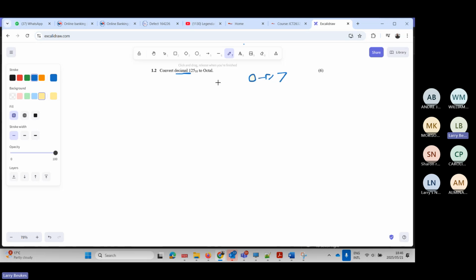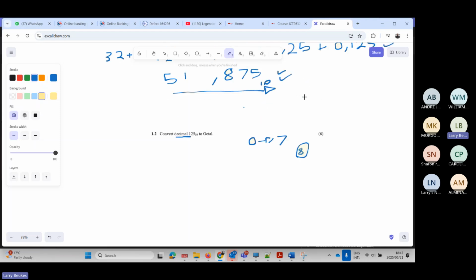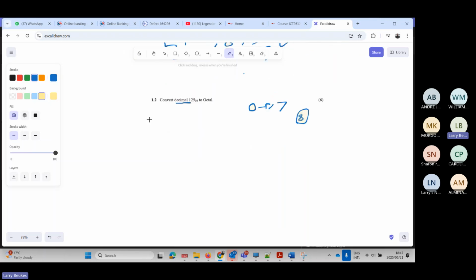It has 8 combinations, right? And it is denoted by the base 8, right? Remember, the bases are important in this subject, right? So now we have 125 base 10 divided by, what is it? 8. So what are we gonna do? So we're gonna say 125.